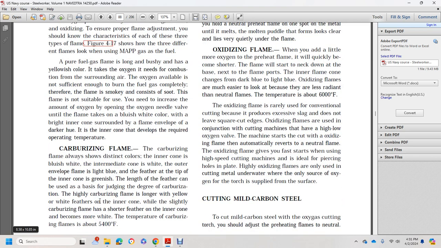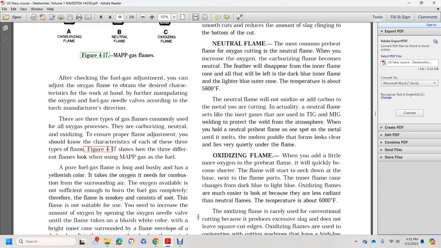The carburizing flame always shows a distinct inner cone of bluish white, an intermediate cone that is white, and an outer envelope that is light blue. The feather tip of the inner cone is green, and the length of the feather indicates the degree of carburizing. A highly carburizing flame has a much longer, yellow-white feather on the inner cone, while a slightly carburizing flame has a shorter feather and the inner cone becomes more white. The temperature of the carburizing flame is 5,400 degrees Fahrenheit.